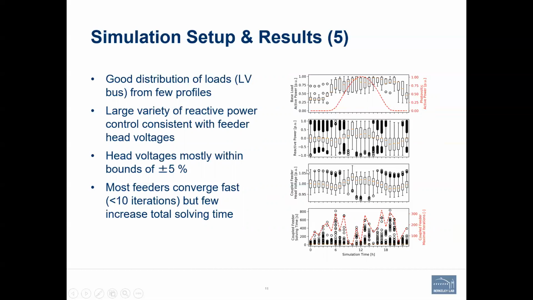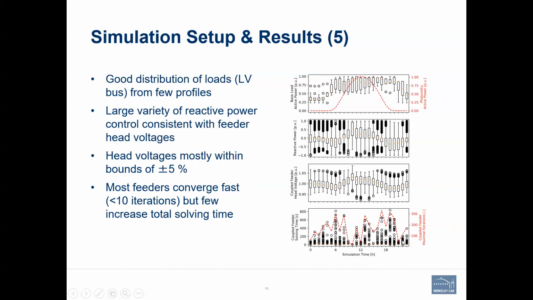So in the third subplot here, we can see the voltages mainly stayed within the bounds we defined, within the 5% bounds. But there were some cases where even with the reactive power control, it was not able to keep the voltage within that bound.